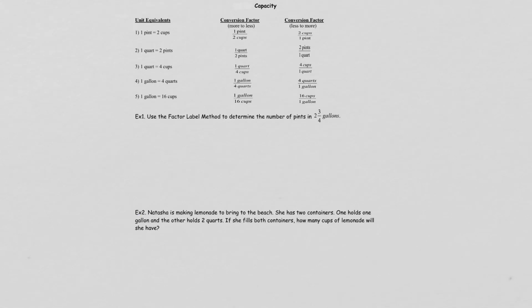Next section, we're going to talk about capacities. This is a comparison of capacity volumes. The first question is asking you to convert 3/4 gallon into pints. And when we're looking at the given units, you have a gallon that's equal to quarts, but we don't have a gallon that's equal to pint. So we need to go through more than one fraction multiplication.